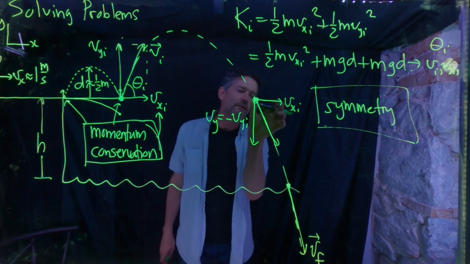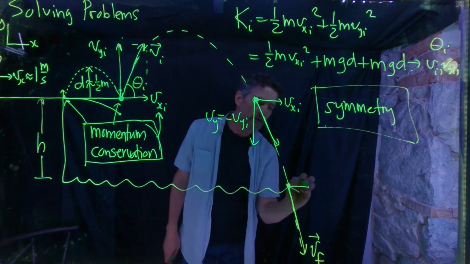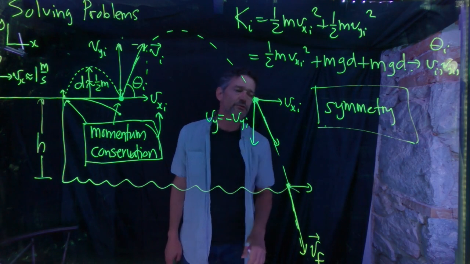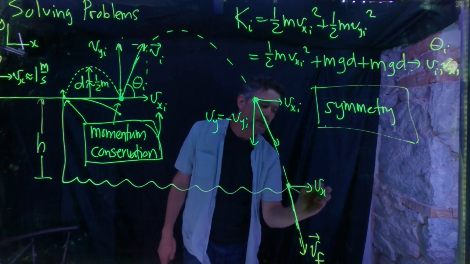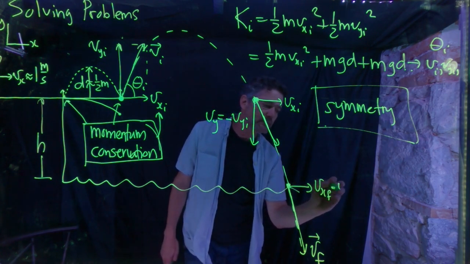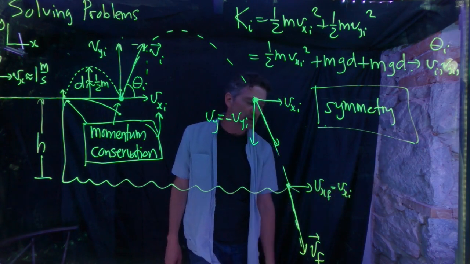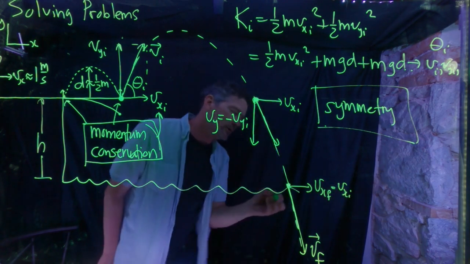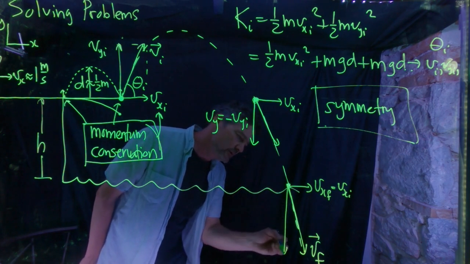And the x component of it, well, we know that. It's the same because there's been no horizontal forces acting. The Vx final here is equal to Vx initial. So we have that. And so all we need to figure out is this Vy final.